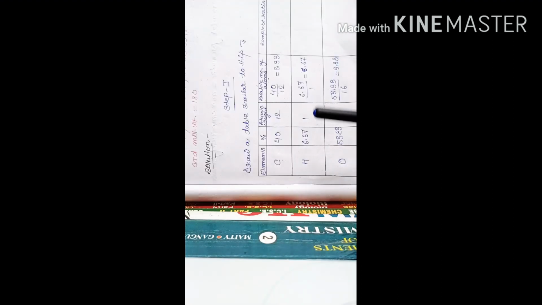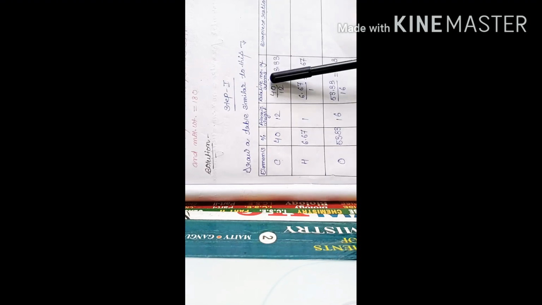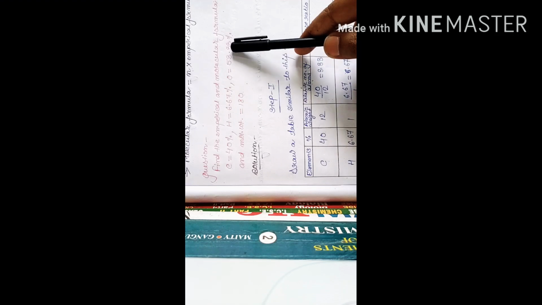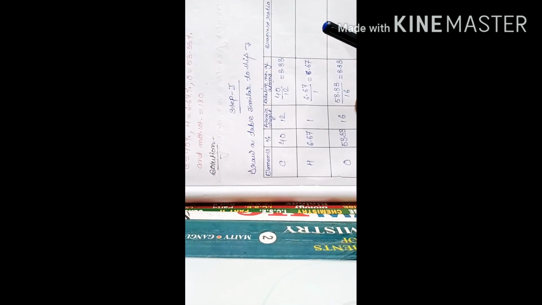Now to solve these types of numericals, you need to draw a table like this. Elements, percent, atomic weight, relative number of atoms, and simplest ratio. Names of the elements are given in the question: carbon, hydrogen, oxygen. Percent is also given in the question: 40%, 6.67%, and 53.33%. In atomic weight, you will write their mass number. Mass number of carbon is 12, mass number of hydrogen is 1, and mass number of oxygen is 16.